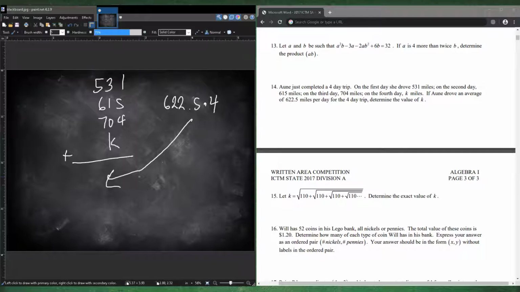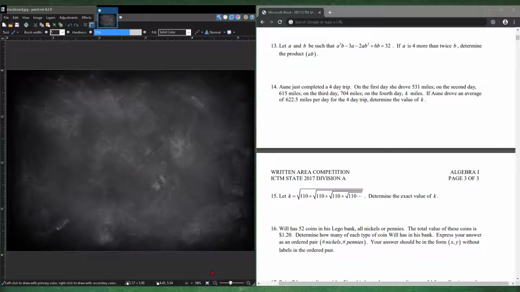So 625 miles per day, and then there's 4 days, right? So you multiply them together, which should give you your total amount of miles, 2490. But that's not our answer. We need to find k. So 2490 minus 513 minus 615 minus 704 gives you k is 640 miles. And that's your answer for number 14.